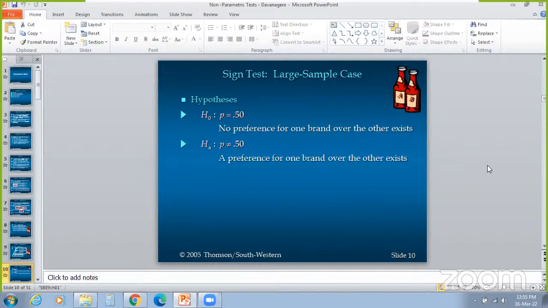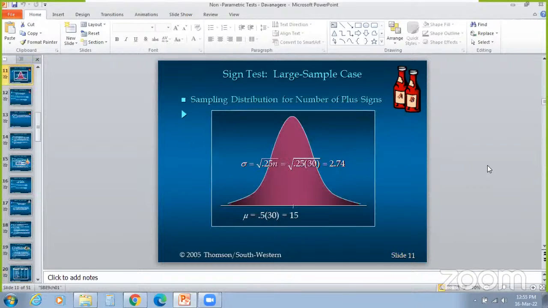Then the null and alternative hypotheses: the null is that no preference of one brand over the other exists, and the alternative hypothesis is that there is a difference, or a preference by the customers of one brand over the other brand exists.